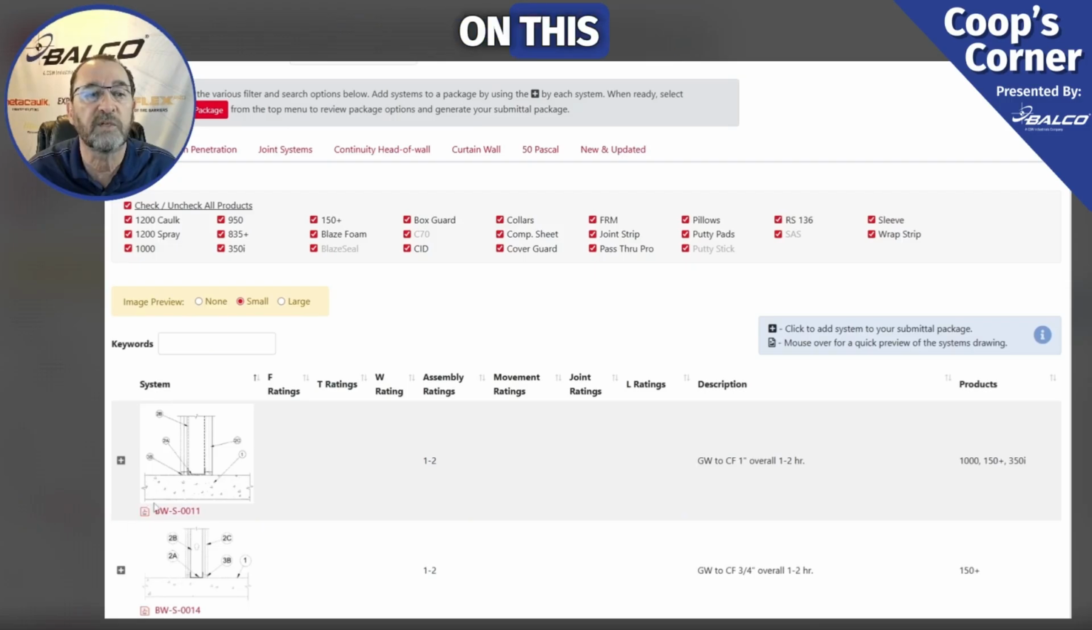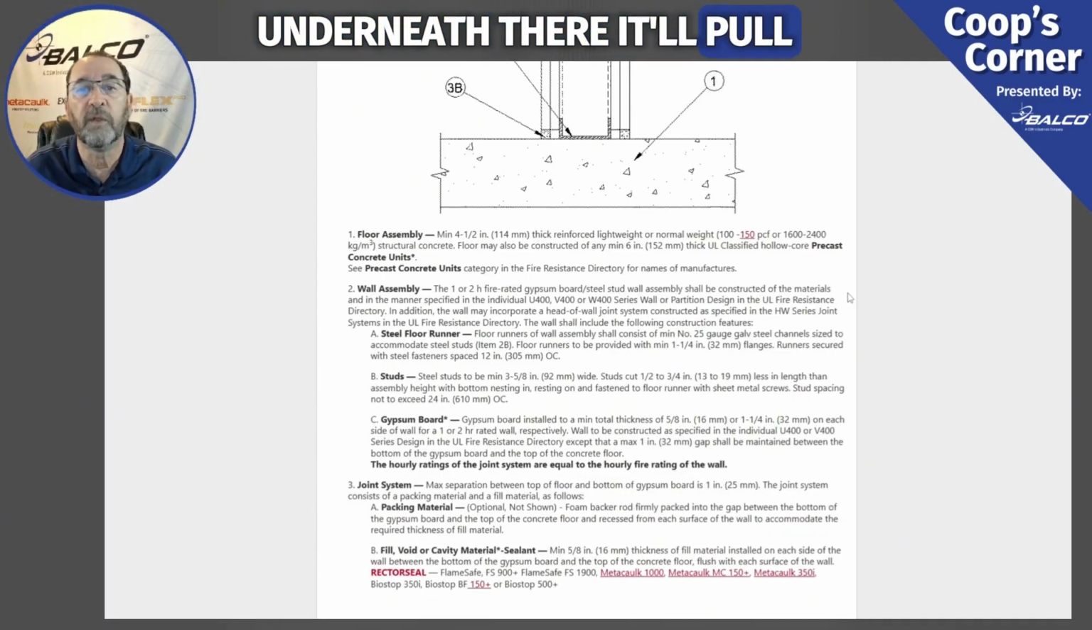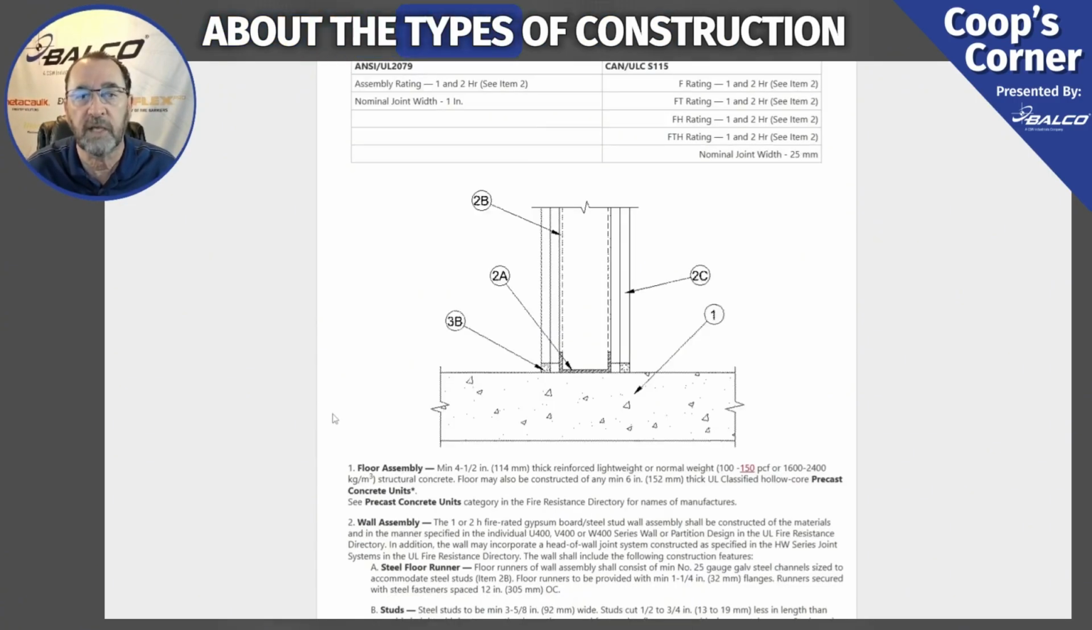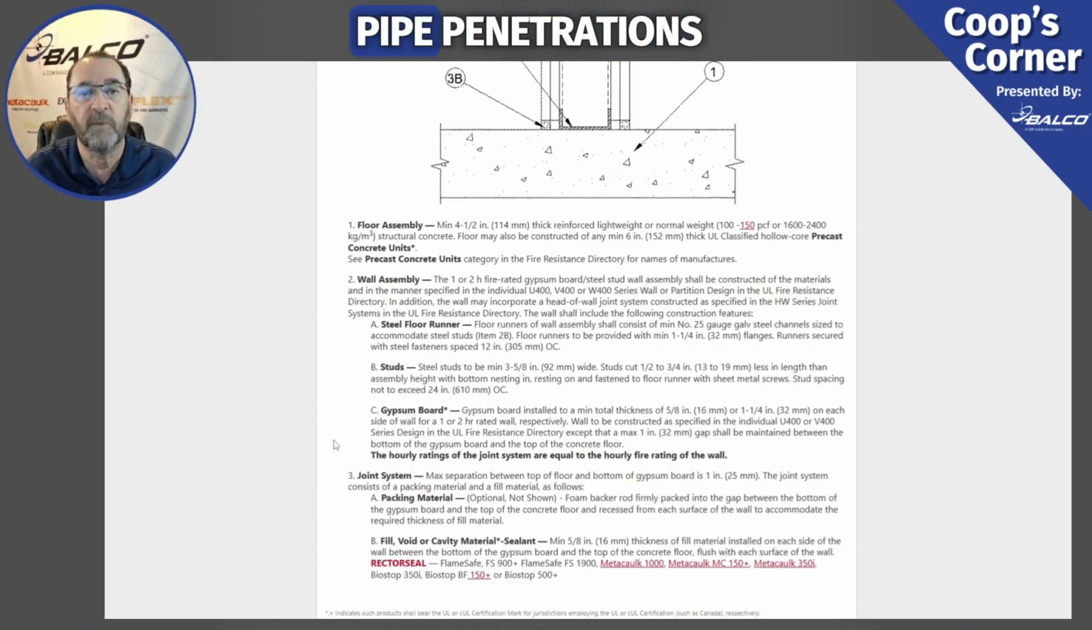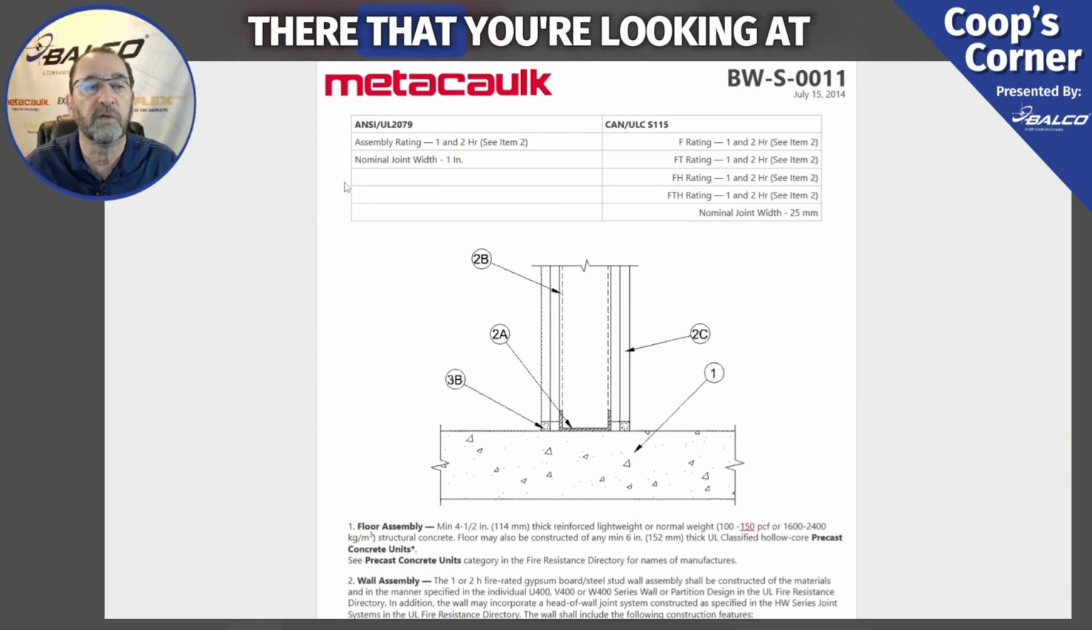So if you click on the word under the listing number underneath there, it'll pull that listing up for you, and you can go in there and read all the details and information. You can see the image, you can see the name of the listing at the top, you can see all the ratings, and you can see all the specifics about the types of construction or the types of pipe penetrations or whatever is in there that you're looking at.